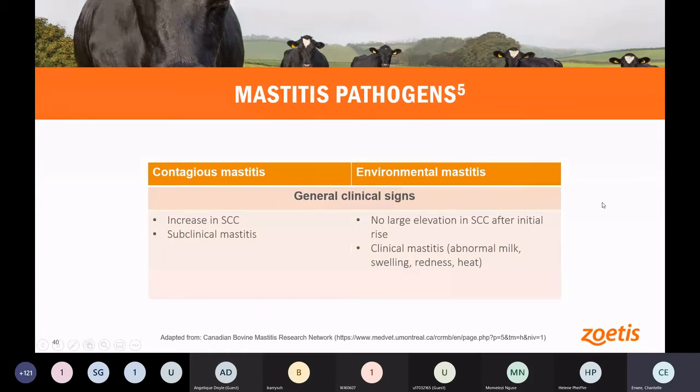And then your environmental mastitis, usually there's an initial rise, but after that, there's no large elevation in your somatic cell counts, and then we see a clinical mastitis. All right.